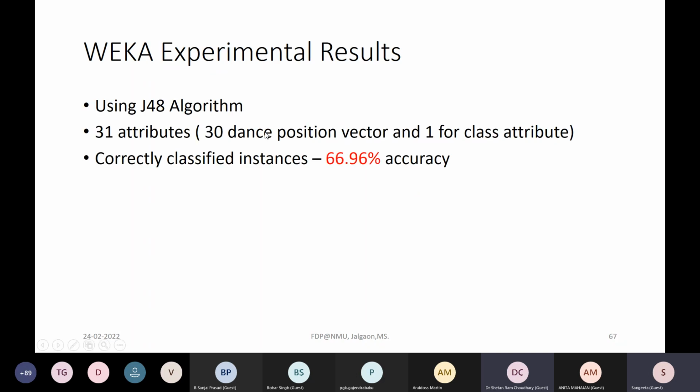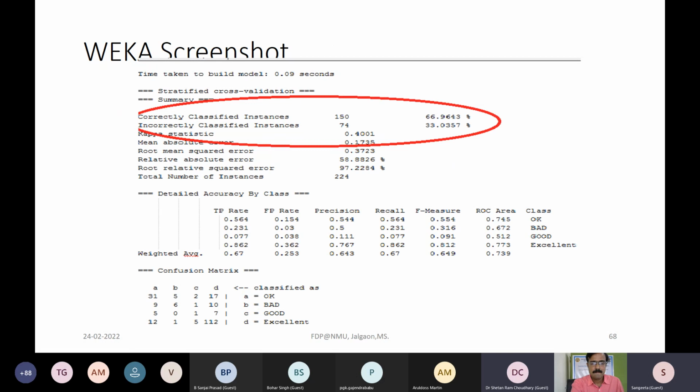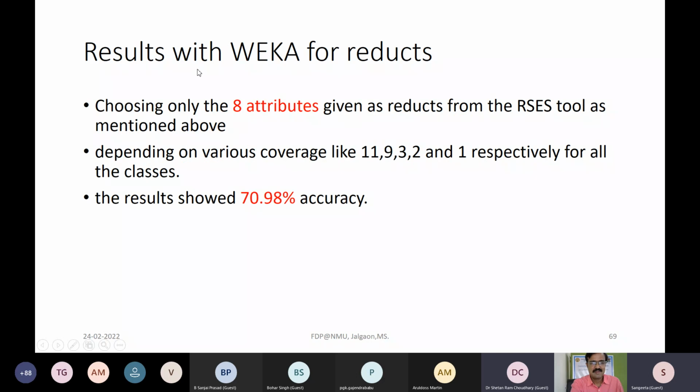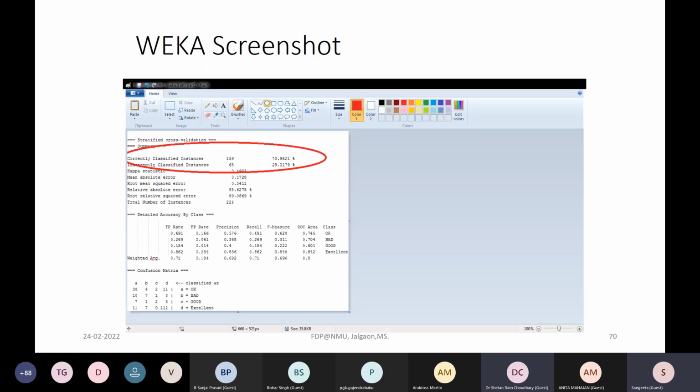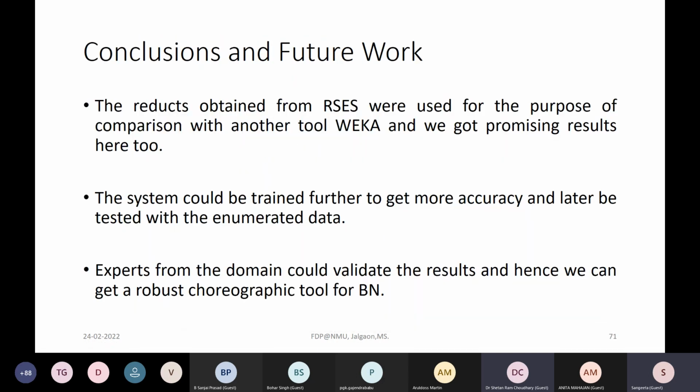And then we used Weka, the J48 algorithm, with 30 dance position vectors and 1 for the class attribute, and we got 66.96, which was 67% accuracy. Something like these screenshots you have used, sir, so you must be knowing about it. Now, choosing only the 8 attributes, we noticed that we could also get this kind of accuracy, and increase it, because we tried different kinds of reducts with 8 attributes, 7 attributes.